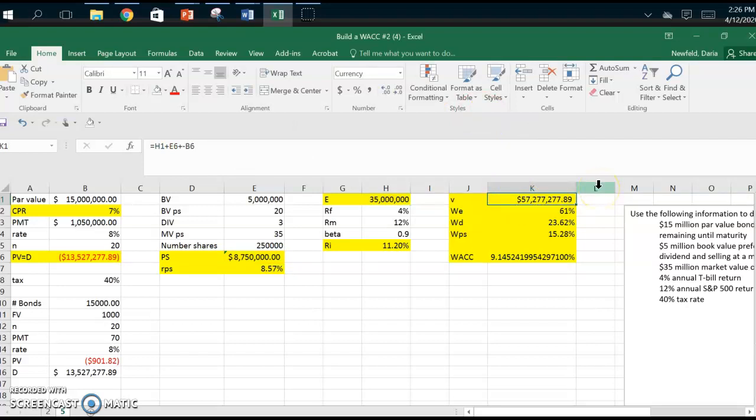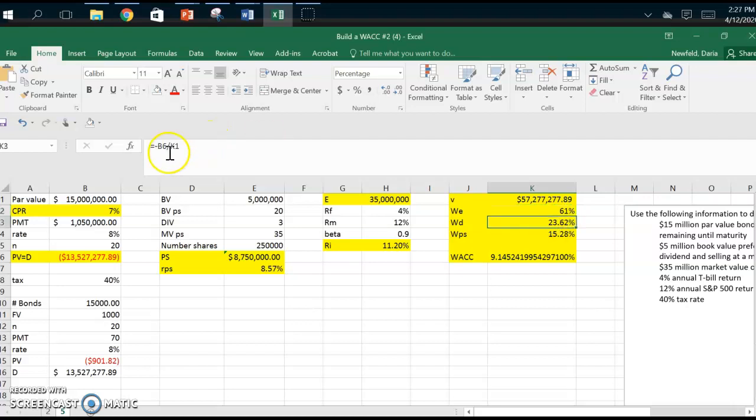The next step is to calculate my capital structure. So figure out what percentage of that 57 million, roughly, comes from debt, what percentage of that 57 million comes from equity, and what percentage comes from preferred stock. So the way I calculate those weights or that capital structure for equity, it's E over V. So I have 35 million market value of equity divided by 57.277 million in total market value. So I see that roughly 61% of my capital structure comes from equity.